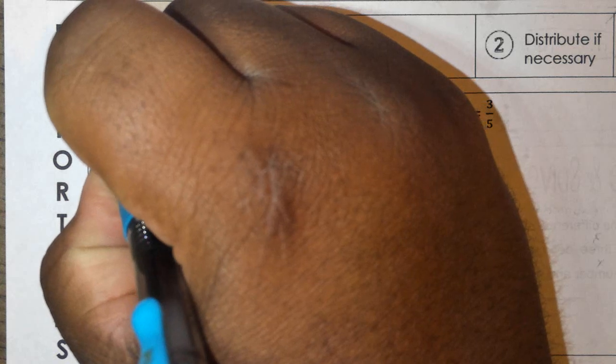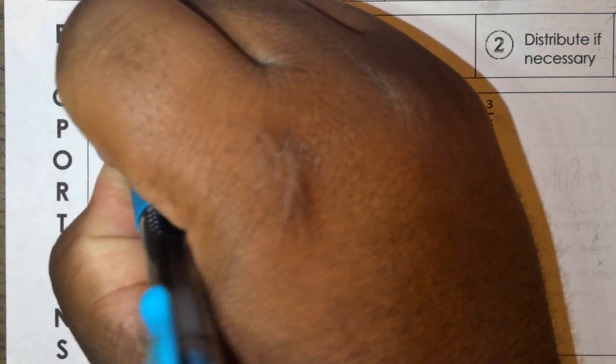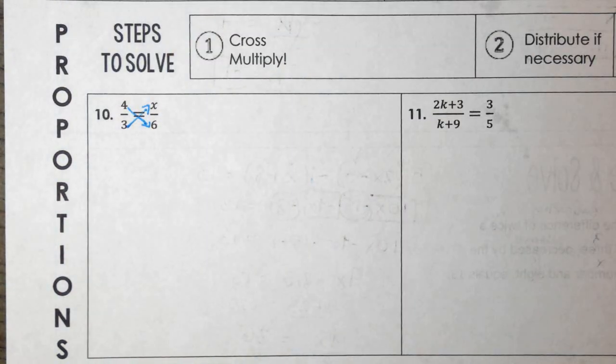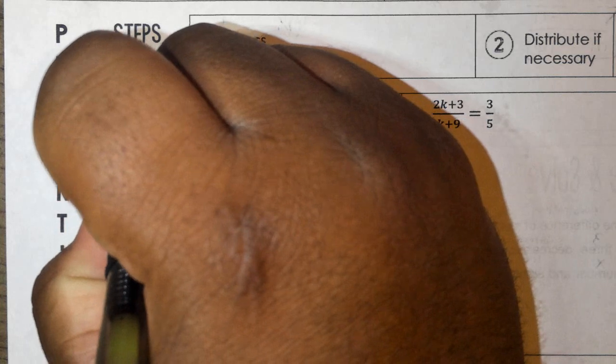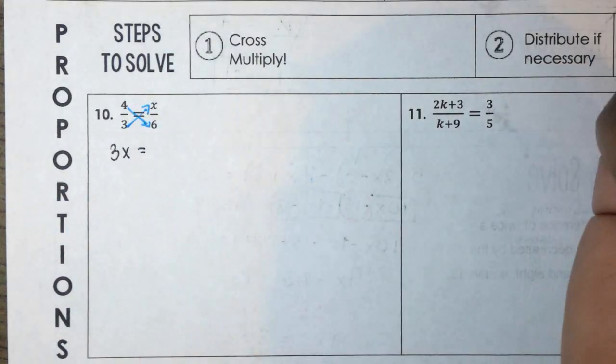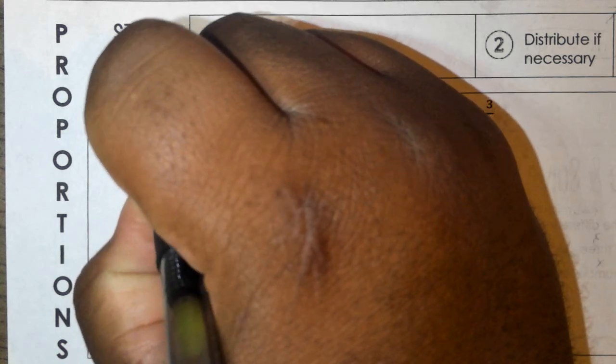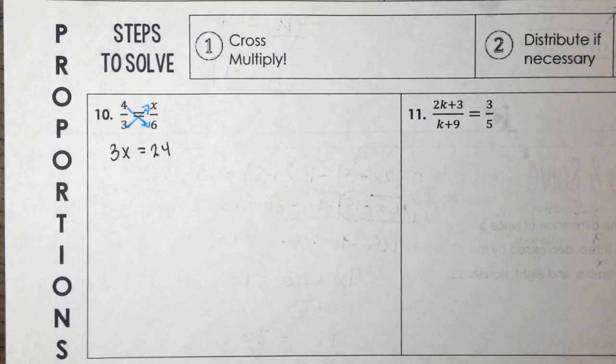So here, 3 over x, 4 over 6, cross multiply, and I'm going to write an equation under here. 3 times x for me is 3x equals, here, 4 times 6, which is 24. And then from there, I'm going to solve this one-step equation once I set it up by cross multiplying.